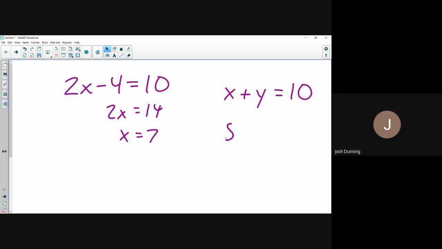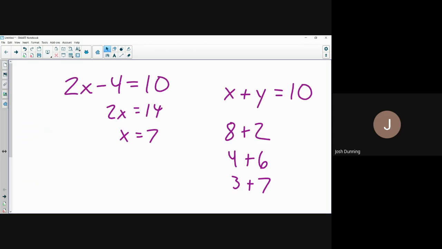Like, you could have 8 plus 2. X could be 8, y could be 2. You could have 4 plus 6. You could have 3 plus 7. If you have two variables in one equation, you cannot get a definite answer. There is not one solution.